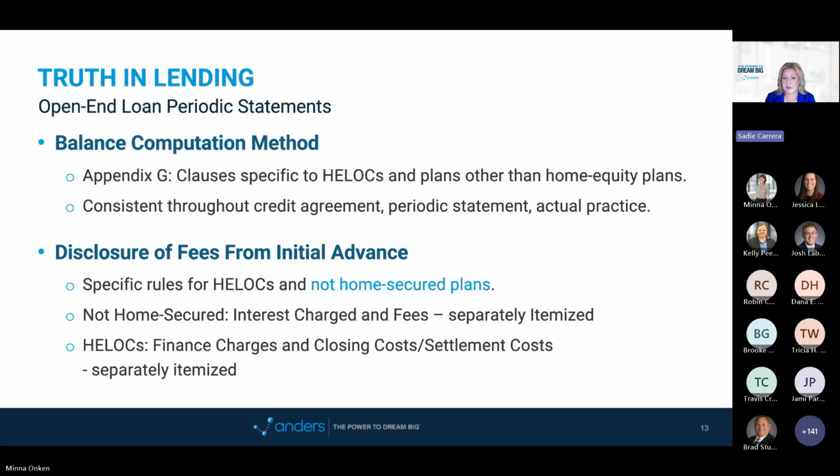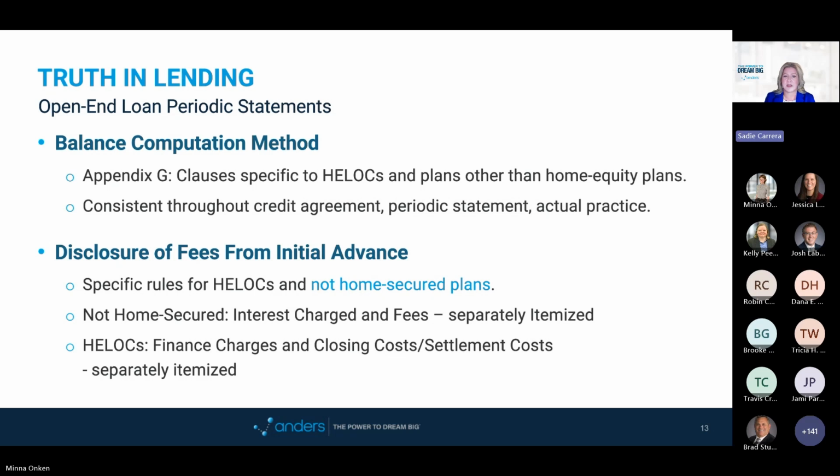entire calendar date period. If we move on to HELOCs, for HELOCs, any finance charges paid from that initial advance, such as maybe an origination fee or a loan fee, again, must be separately itemized on the periodic statement and disclosed using the term finance charges. And these amounts that we're paying out of the initial advance for our origination fee or loan fee should also be included in the total finance charges that's disclosed on that statement.